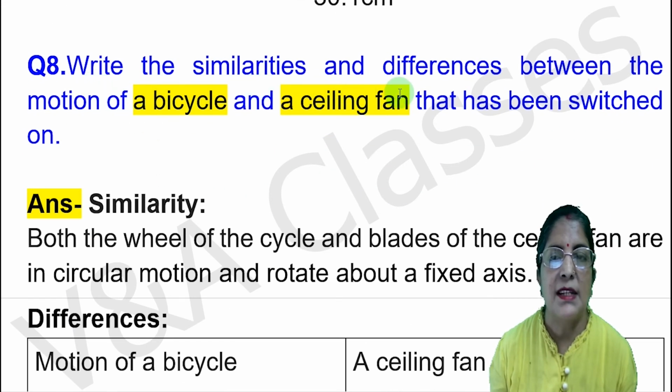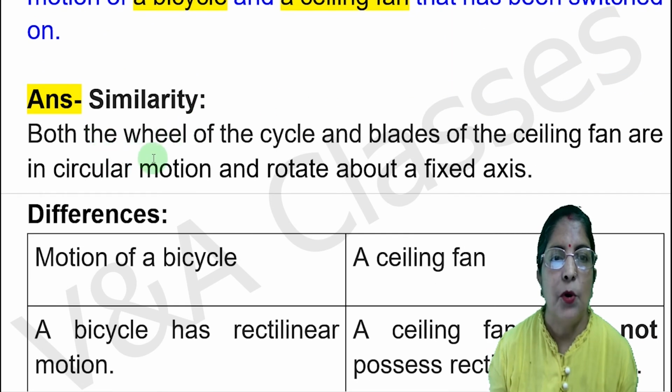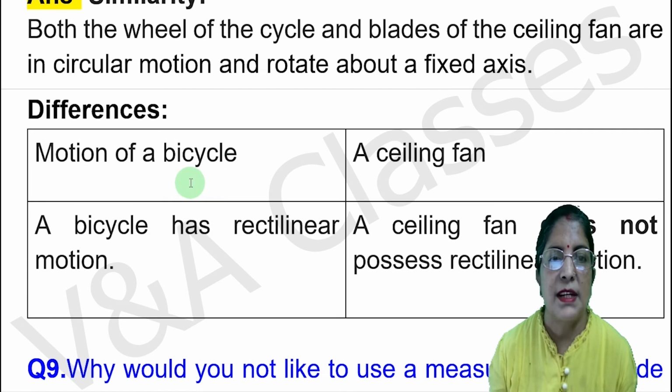Okay, now next question, write the similarities and differences between the motion of a bicycle and ceiling fan that has been switched on. इसमें कह रहा है कि एक bicycle और एक ceiling fan जिसका switch on है उसकी similarities और differences को लिखो। So similarities, both the wheel of the cycle and blades of the ceiling fan are in circular motion and rotate about a fixed axis.